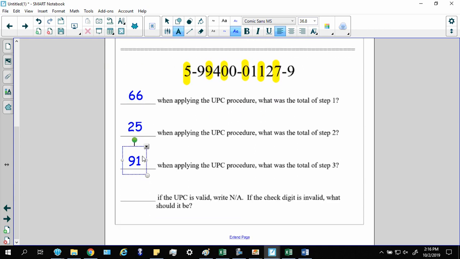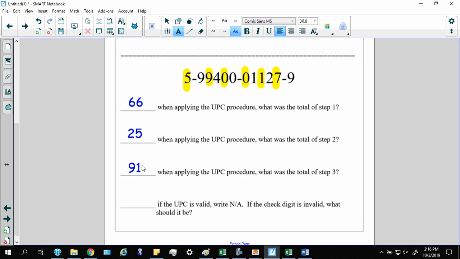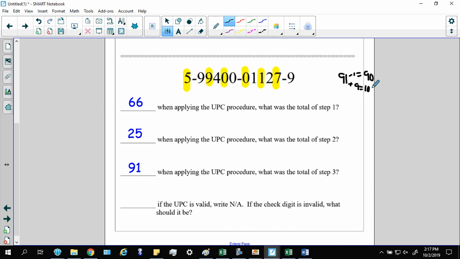Now, remember, this number has to end in a 0. It does not. It ends in 91. So you think to yourself, okay, I'm sitting at a 91. Let's see if I can write this. I can either minus 1 to make the total 90, or I can add 9 to make this 100. Which one makes the most sense?